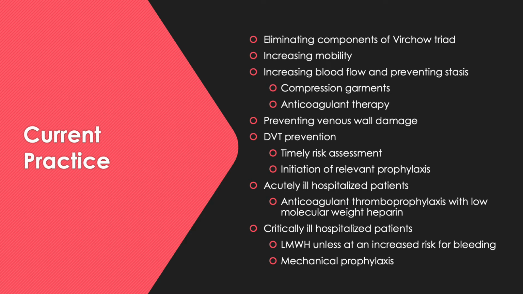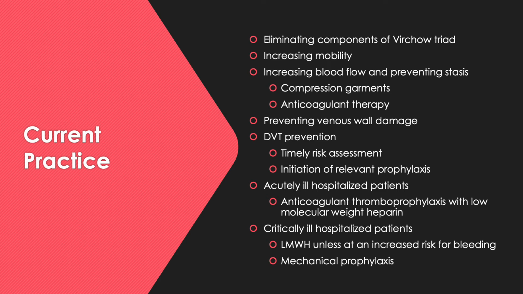Traditional care of the patient with DVT is focused on eliminating the components of Virchow triad by increasing mobility as appropriate, increasing blood flow, and preventing stasis, primarily with compression garments and anticoagulant therapy, and preventing venous wall damage. Prevention of DVT is a key component of treatment and includes a risk assessment early in admission, as well as clinically appropriate prophylaxis, such as compression stockings. Accurately assessing and identifying patients at risk for DVT and collaborating with the medical team to provide optimal preventative and management interventions to patients is critical for the nurse.